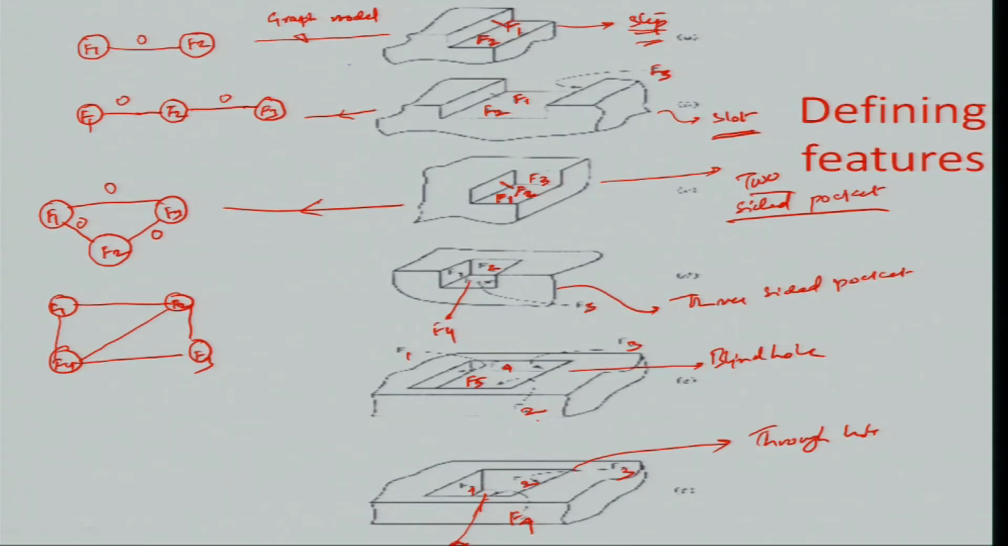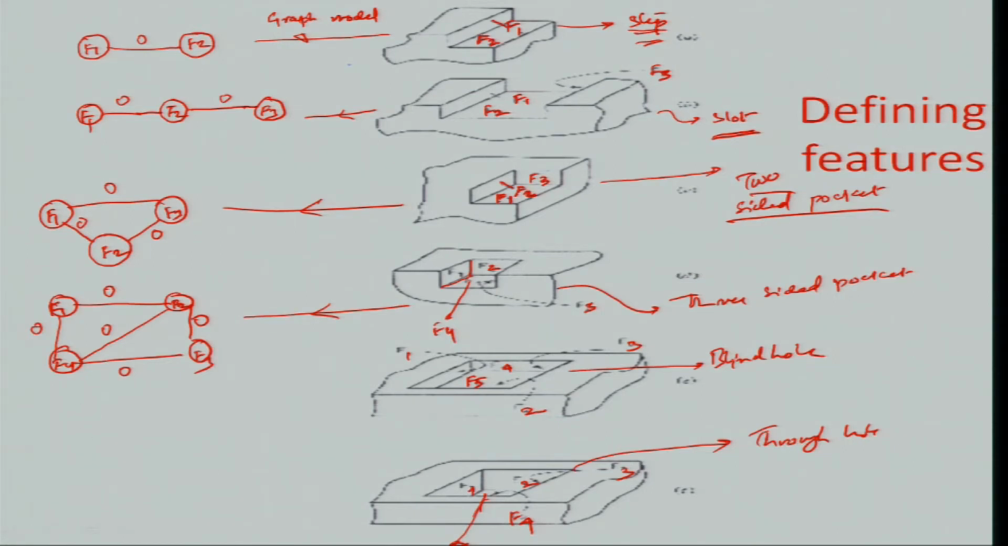And further, I would just like to mention here that all these relationships of interconnection are zero. For example, in this case the F1 and F2 has a concavity along this surface. Similarly, F1 and F4 has only a concavity along this surface, so on and so forth. So that is actually representing the graph model for the three-sided pocket.